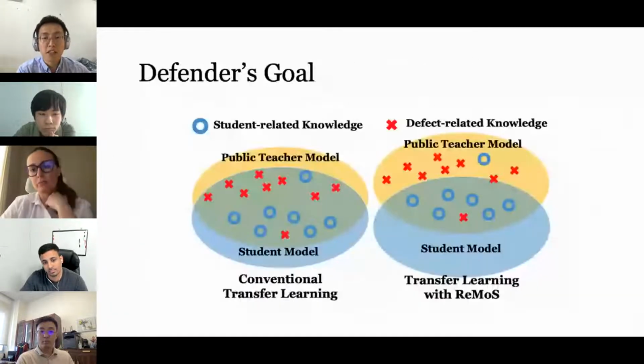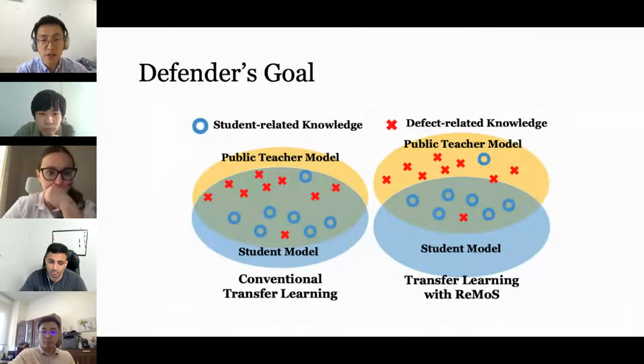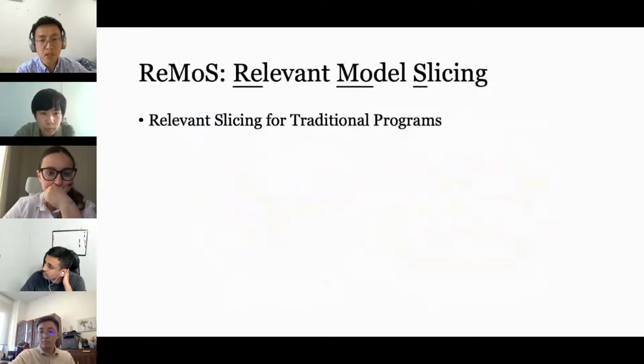We illustrate the defect inheritance with this Venn diagram. For conventional transfer learning, the teacher and the student share much knowledge, but we aim to compress the shared knowledge so that it contains mostly the student-related knowledge and excludes the unrelated knowledge. To reduce the defect inheritance problem, we propose to use relevant model slicing, which is also called ReMOS.